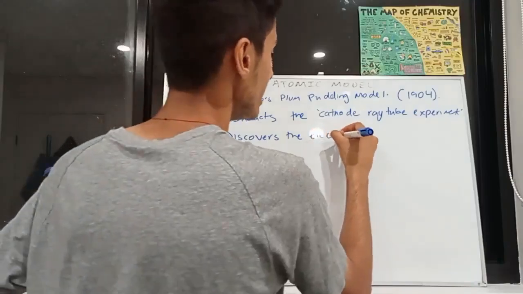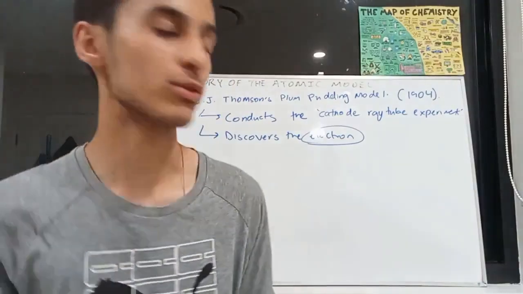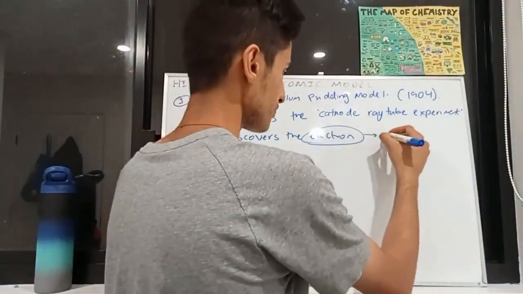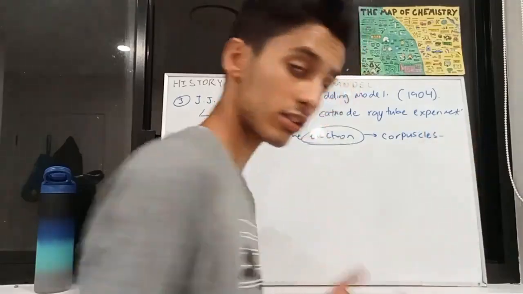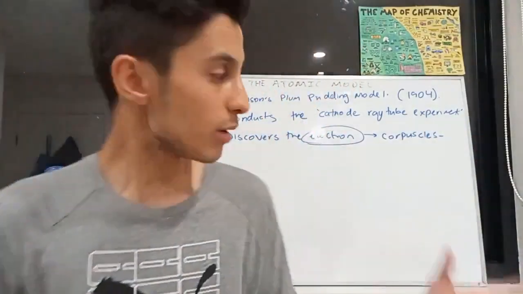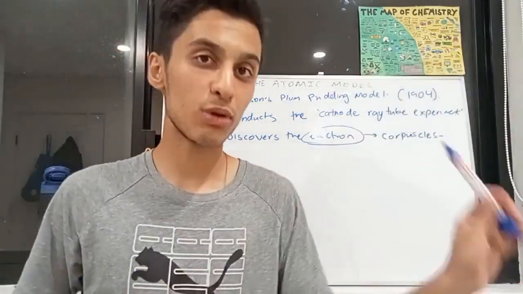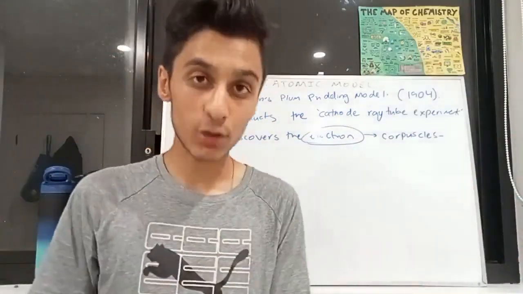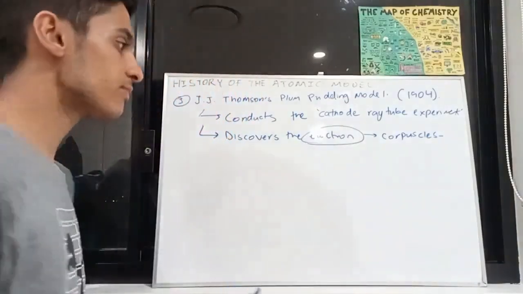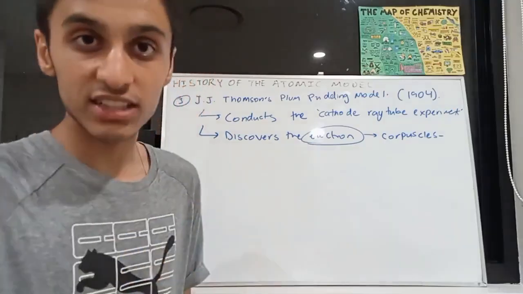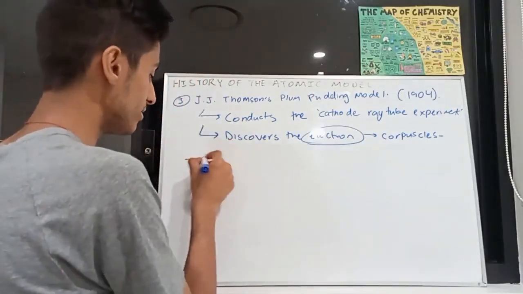Now back then he didn't call it electron, he called it something else. He called it corpuscles, although the electron was discovered by him. So if asked who discovered the electron, we can say JJ Thomson did. But at the time when he did, he didn't necessarily call them electrons, he called them corpuscles. Alright, so he discovered that there was negative charge in an atom.